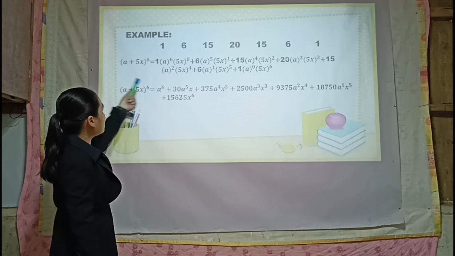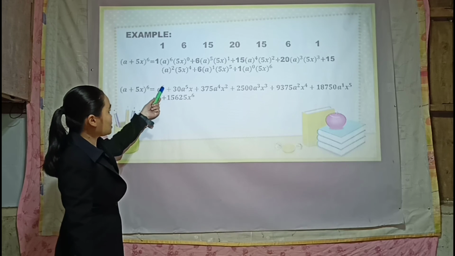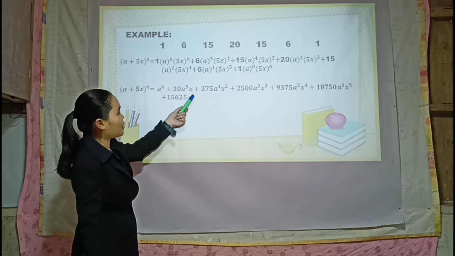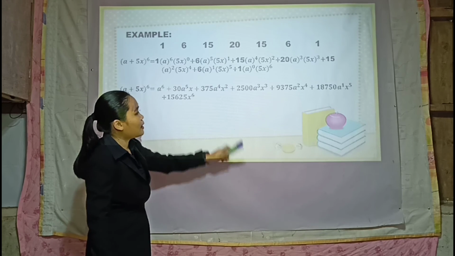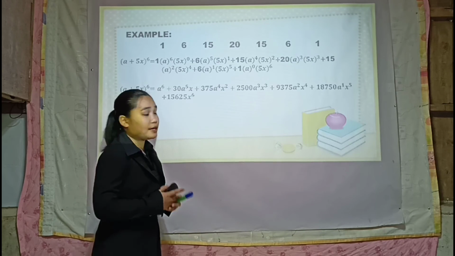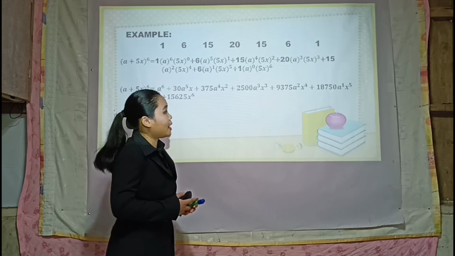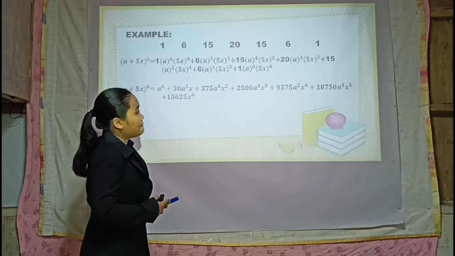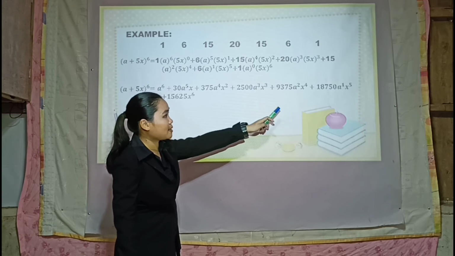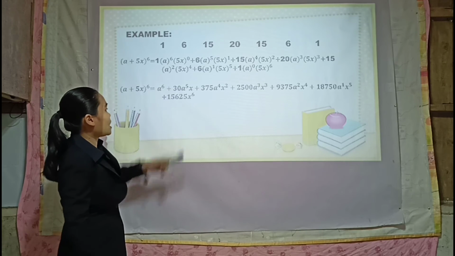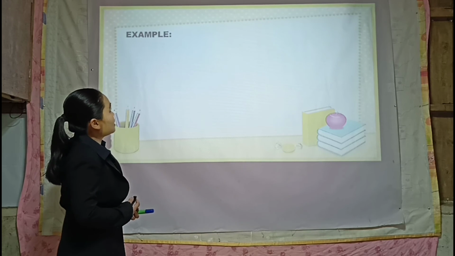So, the answer in this expression, a plus 5x raised to 6, we have a raised to 6 plus 30a raised to 5x plus 375a raised to 4x squared plus 2,500a cubed x cubed plus 9,375a squared x raised to 4 plus 18,750a raised to 1 x raised to 5 plus 15,625x raised to 6. So, next example.